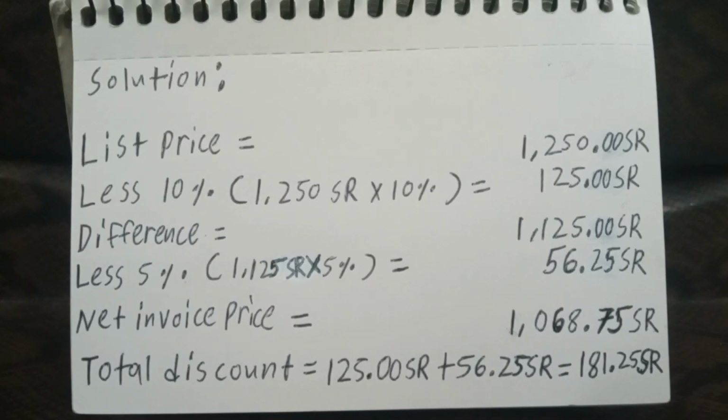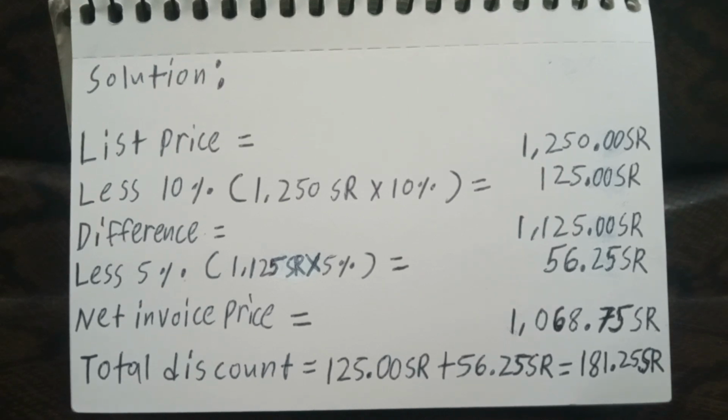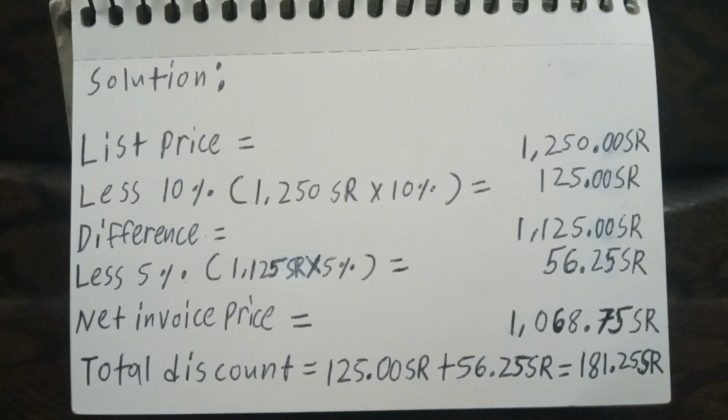So for our solution, we have list price at 1,250 riyals less 10%, which will give us 1,250 riyals times 10%, which will give us 125 riyals. So the difference is 1,125 riyals. And then less 5%, which will give us 1,125 riyals times 5%, which is going to equal 56.25 riyals. And lastly, for the net invoice price, we have 1,068.75 riyals.